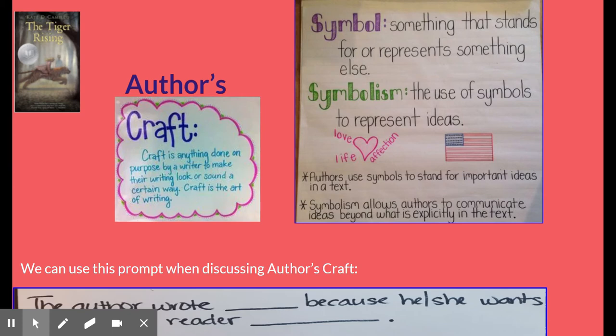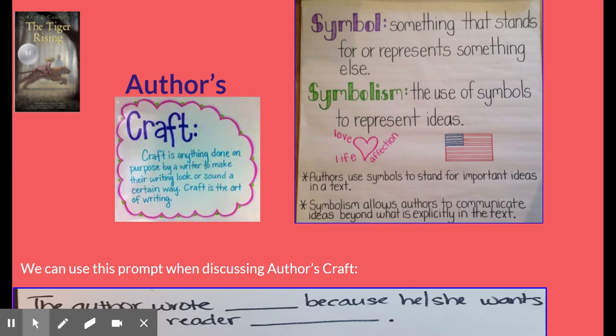For example, when we see a heart or we're discussing a heart as a symbol, we often associate a heart to represent love or affection. Sometimes it represents life. If you see the American flag, you start to think of patriotism or the United States or the American people. So the author uses symbols to stand for important ideas in a text. And symbolism allows the authors to communicate ideas beyond what is explicitly stated in the text.